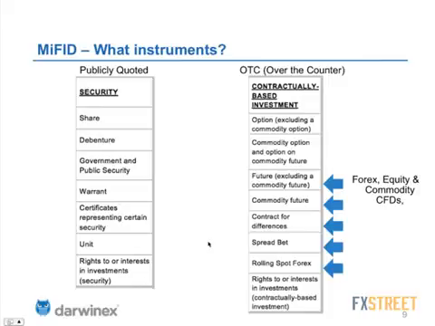So that's basically one of the questions that they'll be asking you: what instruments are you trading? This is what you will have to fill in your application form. Incidentally, these are taken straight from the FCA's application form.